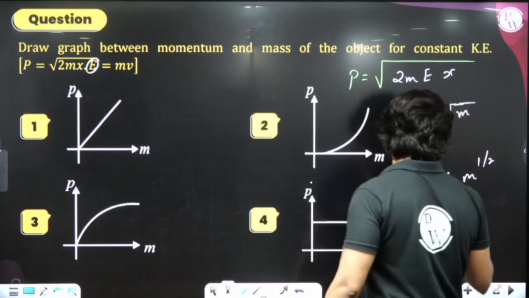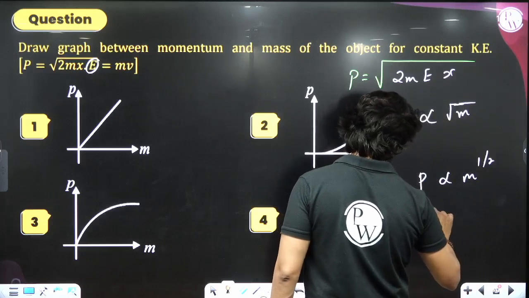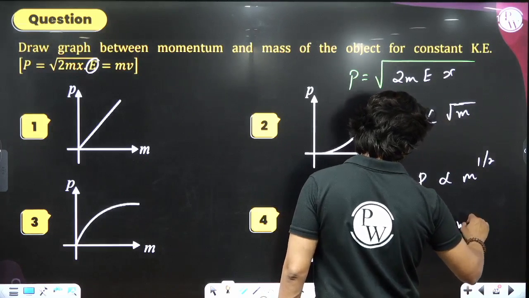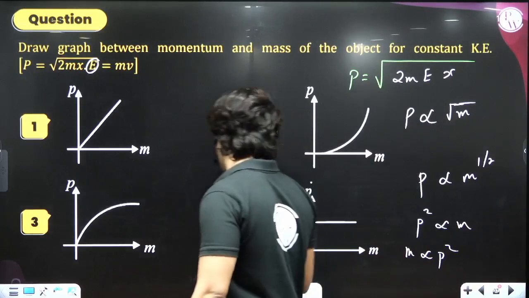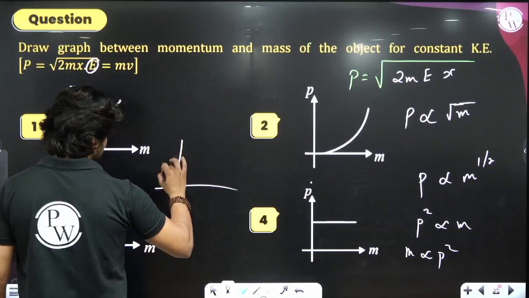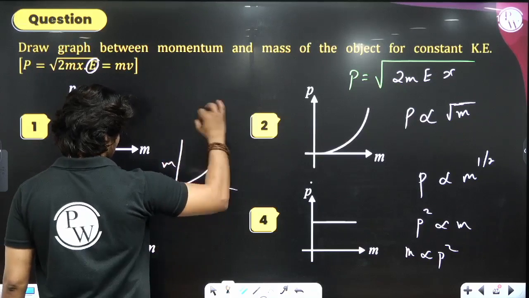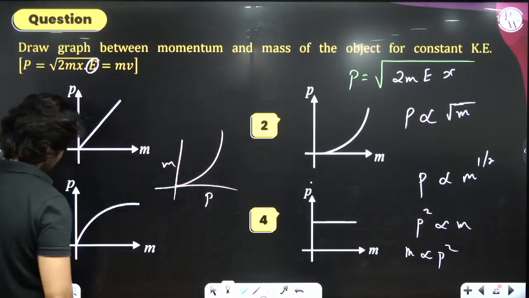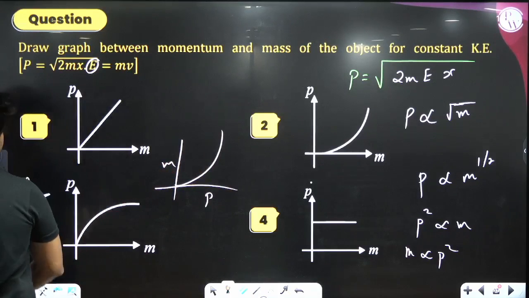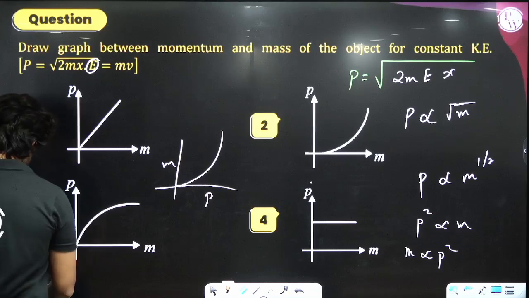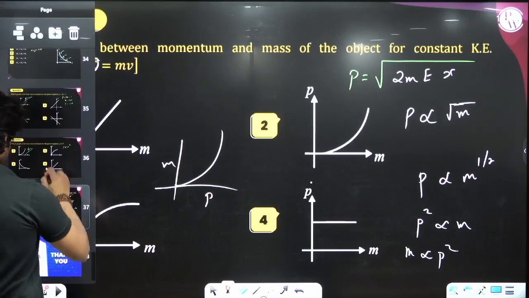I would say that we square both sides. This is P square proportional to m, or m proportional to P square. So if you draw a graph between m and P, it goes like this. Okay. It goes like this. That means this is the graph. C is the answer. Okay. Is this point very clear?